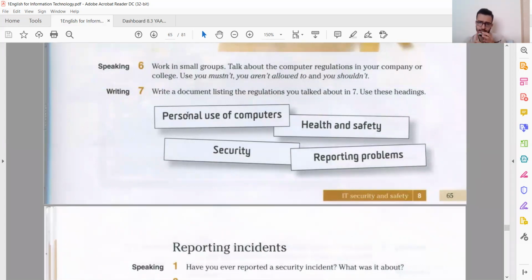Each one, use mustn't, aren't allowed, aren't permitted, shouldn't. Okay, use these 4 phrases, these 4 expressions. Okay, cool.